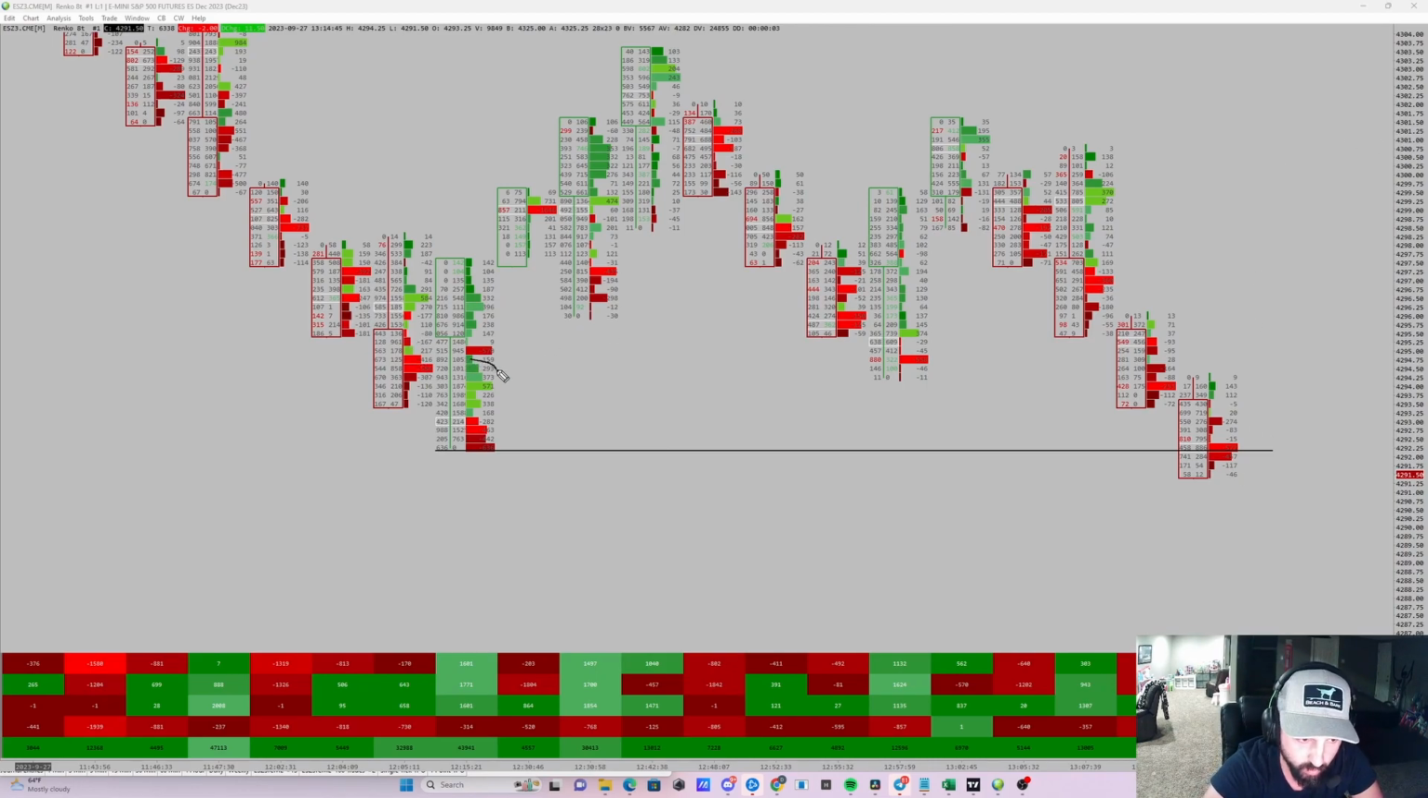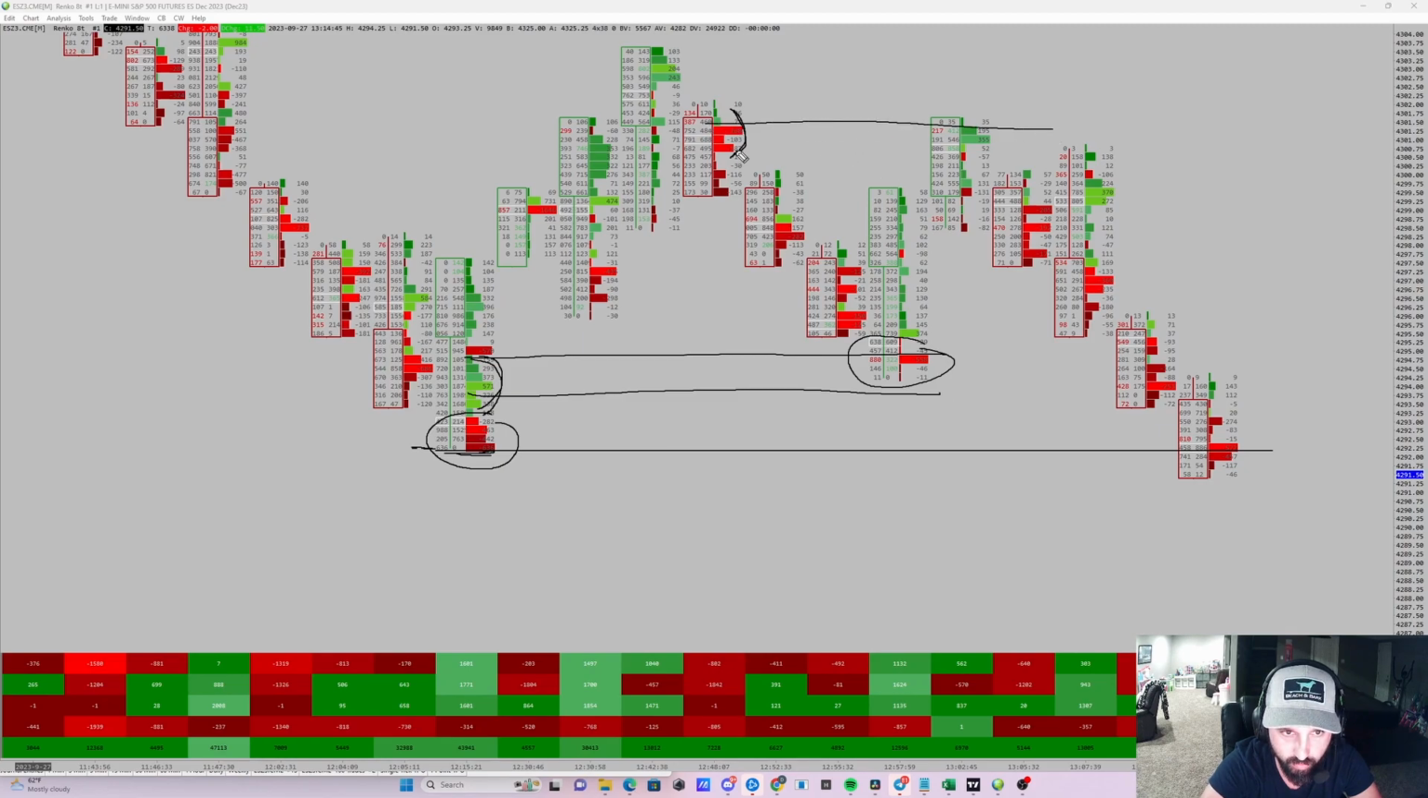Okay, let's go back. Remember how I said we've got buyers down here and sellers. Aggressive buyers, aggressive sellers. If we're looking to trade this and we've got this low right here that's unfinished, and there's a lot of pressure on the low, this is essentially an iceberg sitting at the low for 636 contracts. Are we more likely to take this long, or should we be taking this short? In my opinion, we should be taking this short.